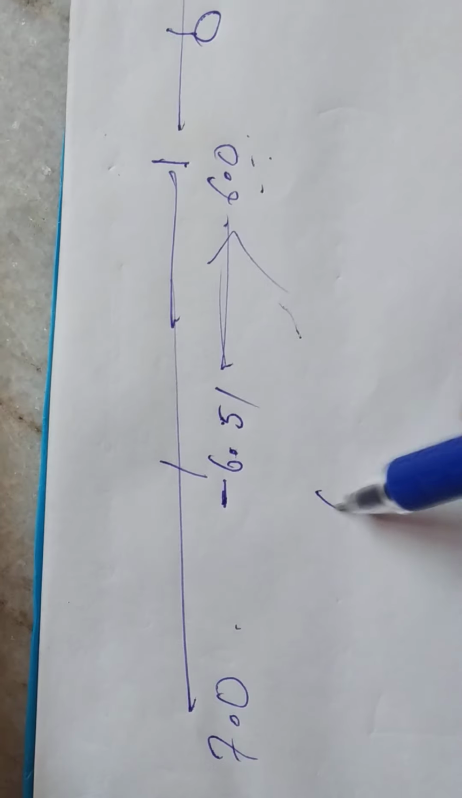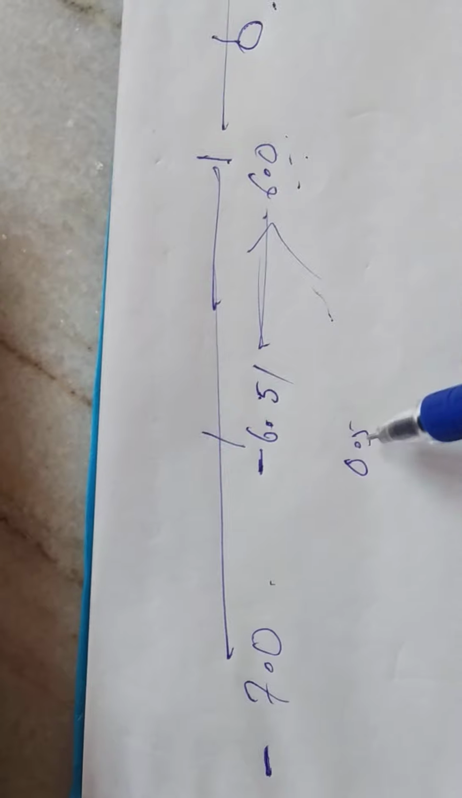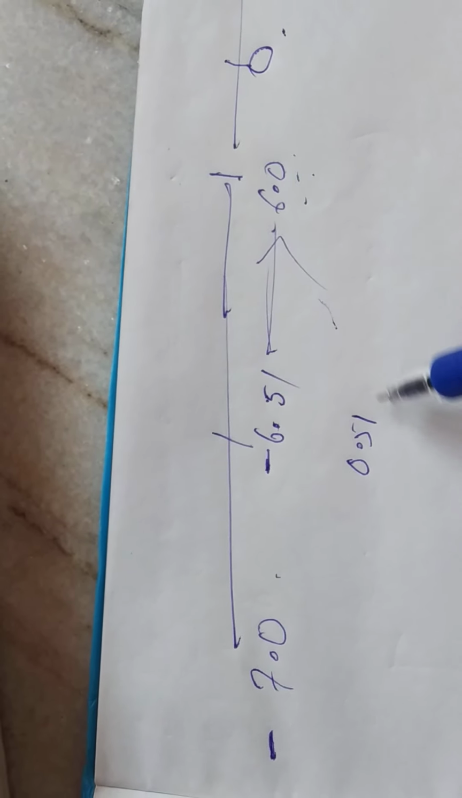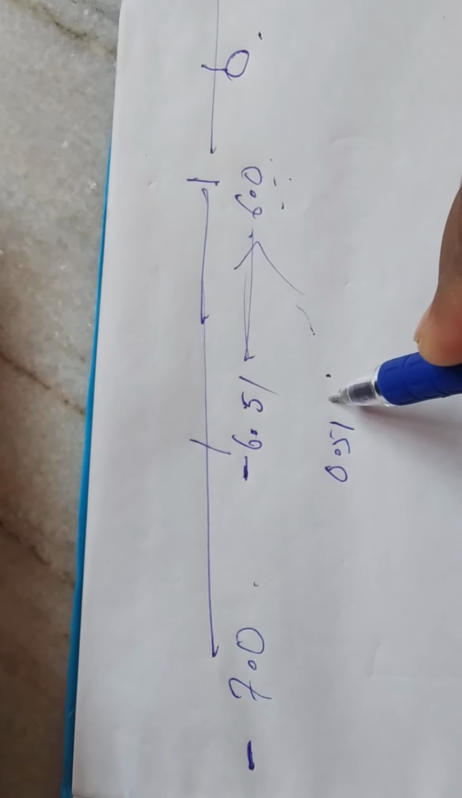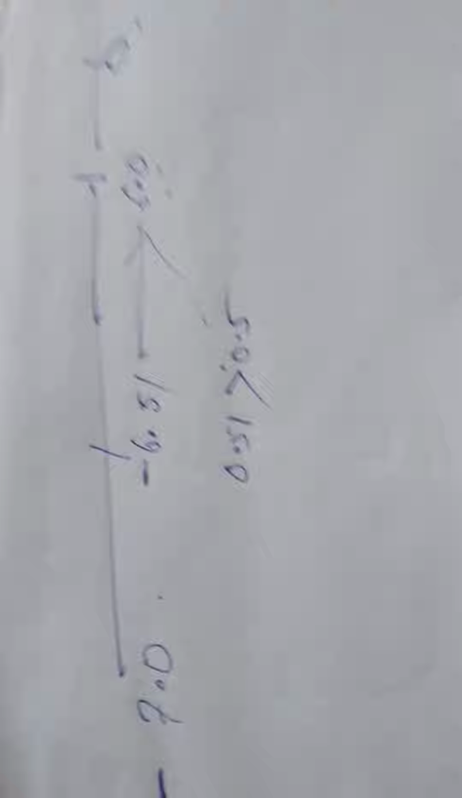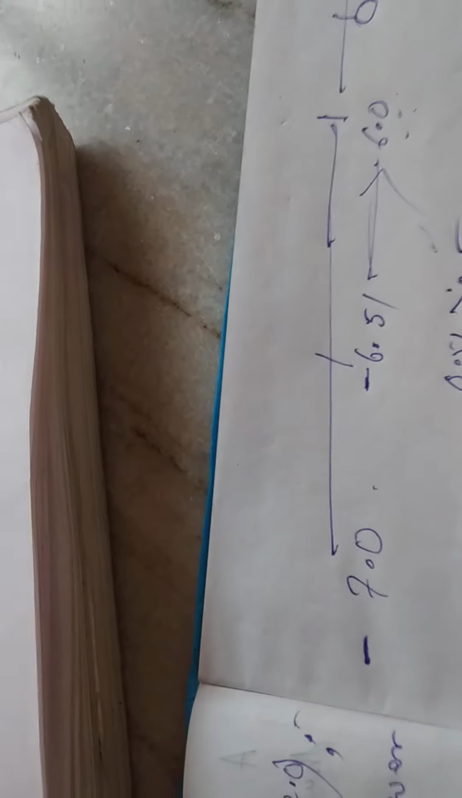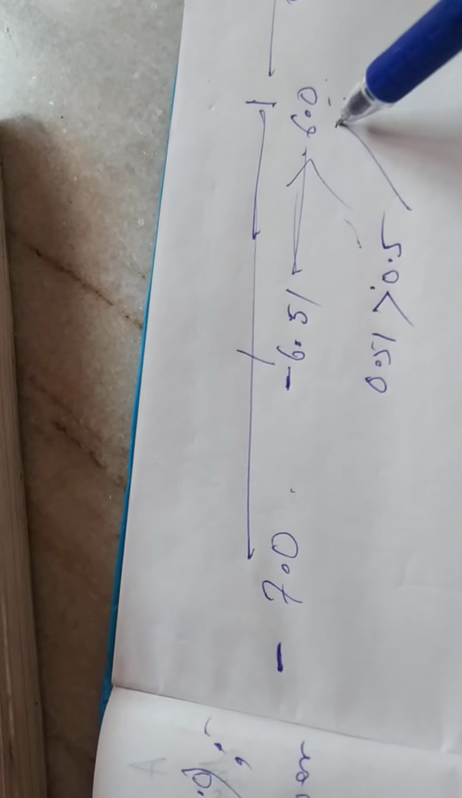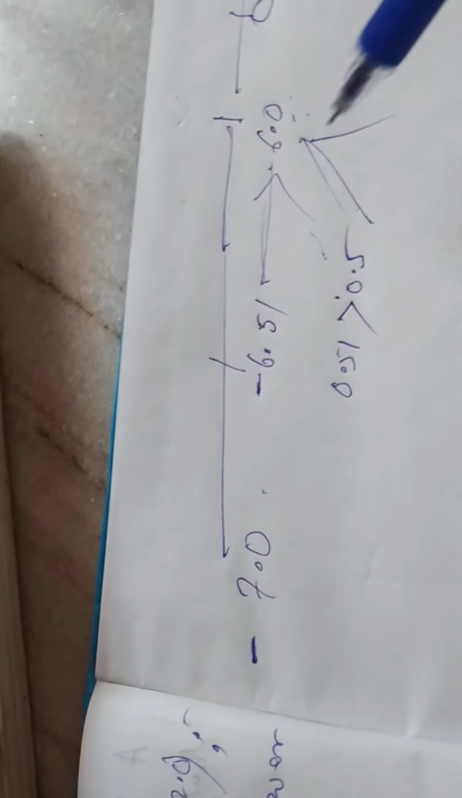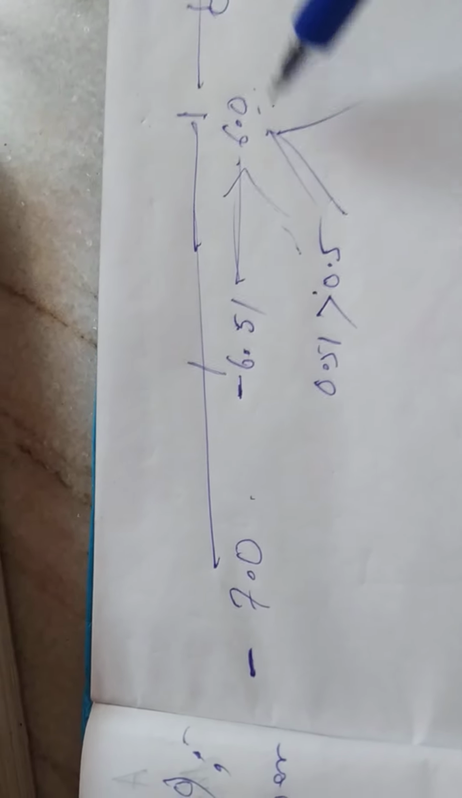So see this 0.5, here it is 0.51, which is greater than 0.5. Yes, it is greater than 0.5, isn't it? So if it is greater, it will give you the greater value. So what is the greater value? Minus 6.0. So let us check that.